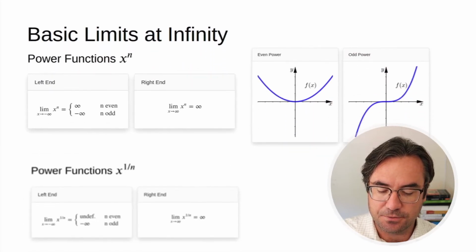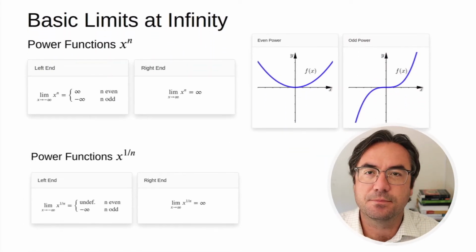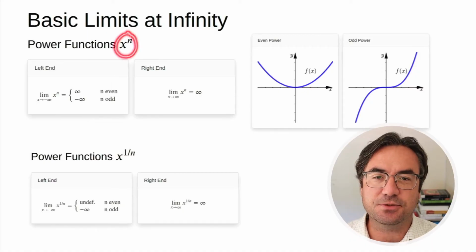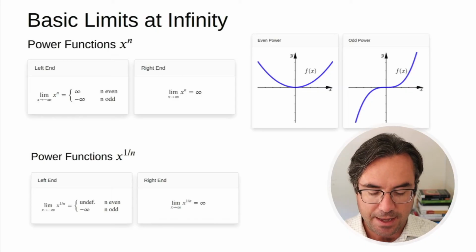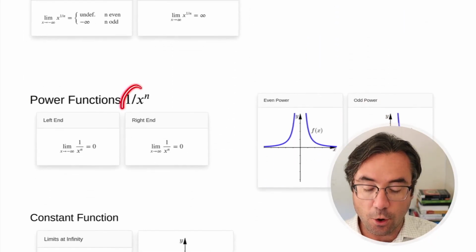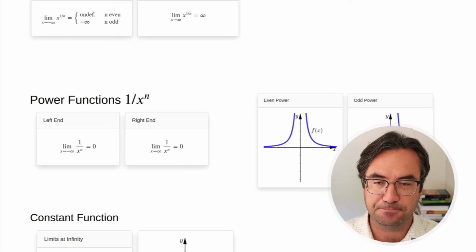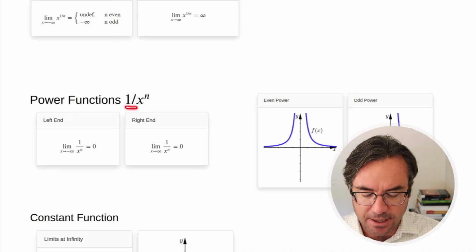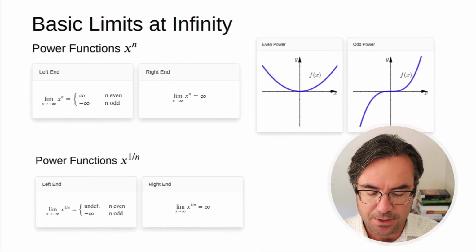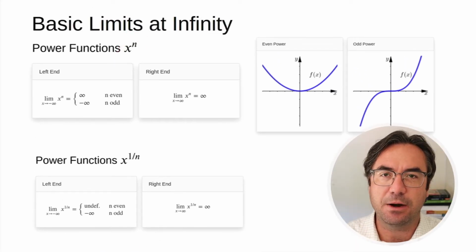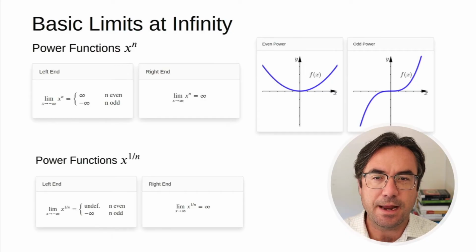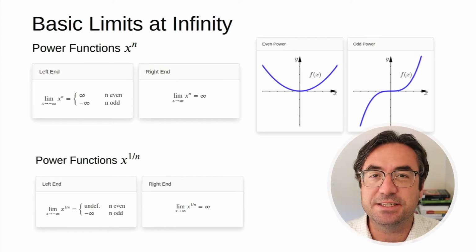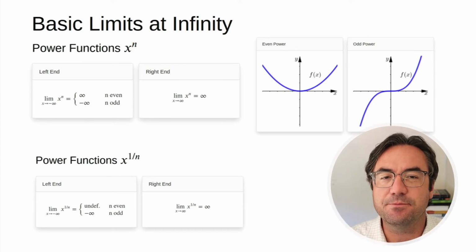And the two most common limit properties here that we're going to be looking at are for power functions, x raised to the power n, and 1 over x raised to the power n. And then we have some other ones which we'll talk about in class, but I want to start with these two. So x to the power n, a power function like this. Now, depending on if this exponent is even or odd, we get two different behaviors.